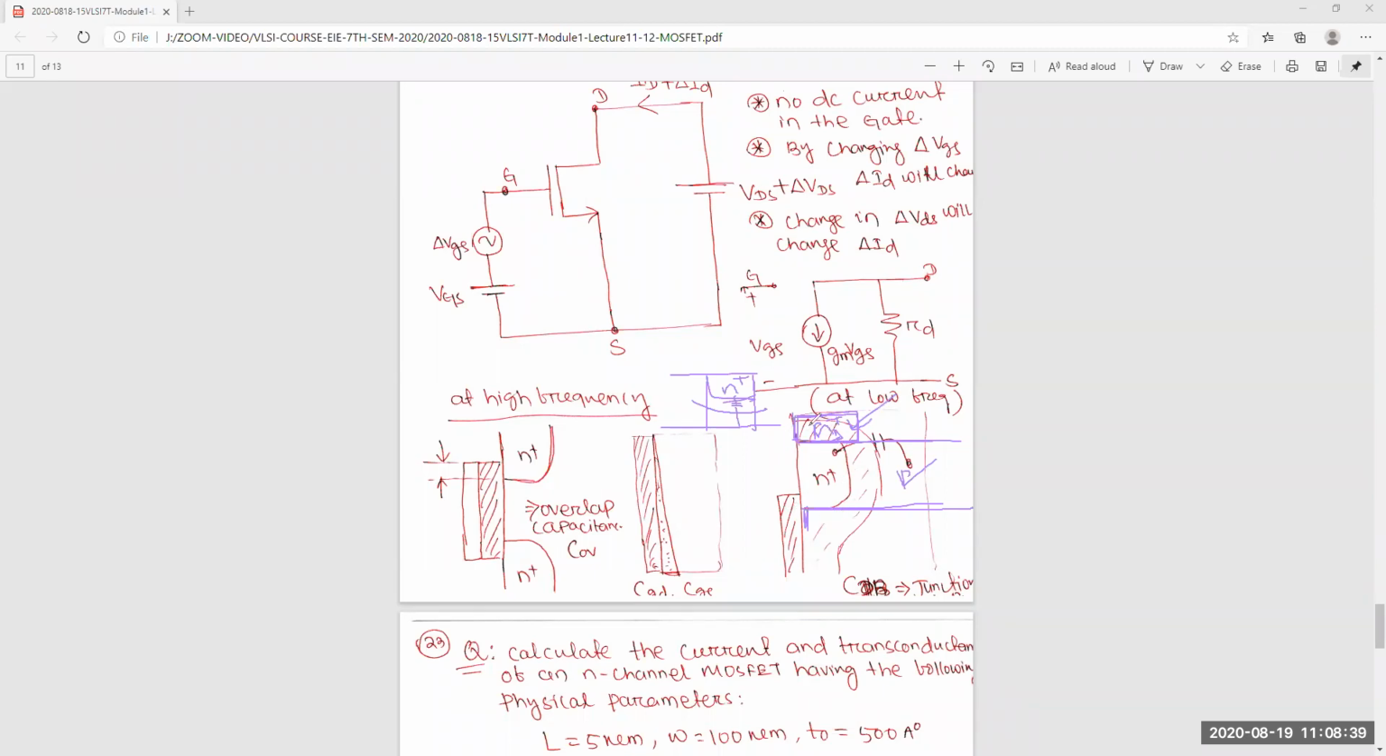But these things you will get 3 side walls and 1 bottom wall. So overall, what are the things? One is overlap capacitance, which is linear. It does not depend upon the voltage. It completely depends upon the structure of the MOSFET. And there are two overlaps here, gate to drain and gate to source, two overlap capacitances.